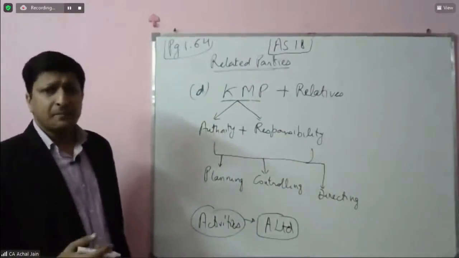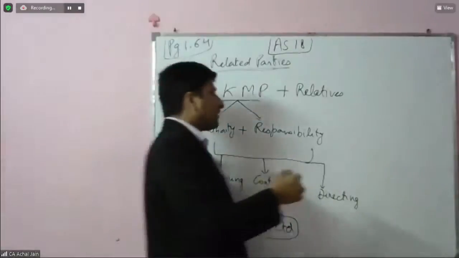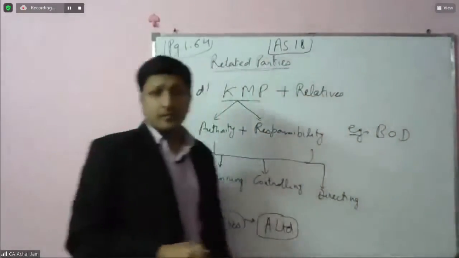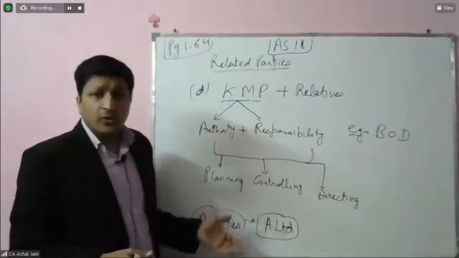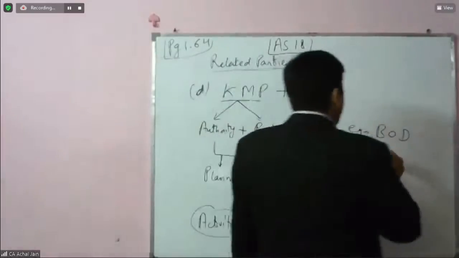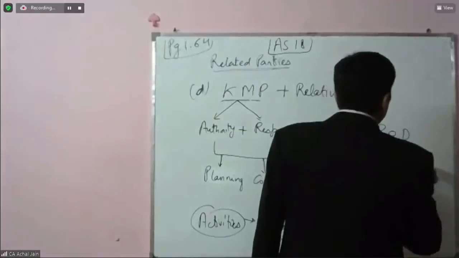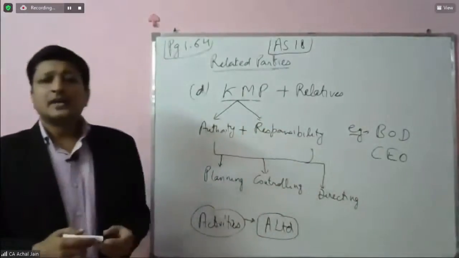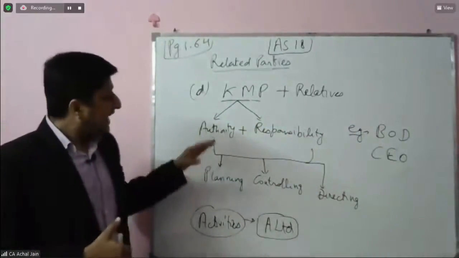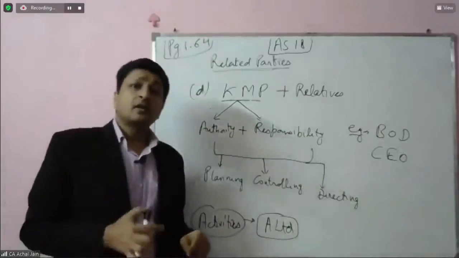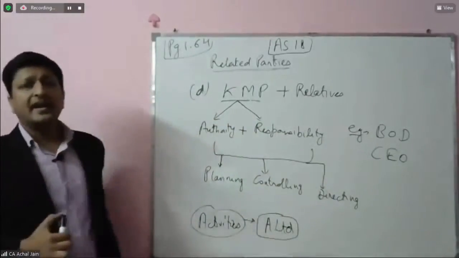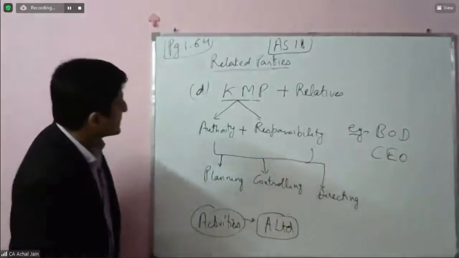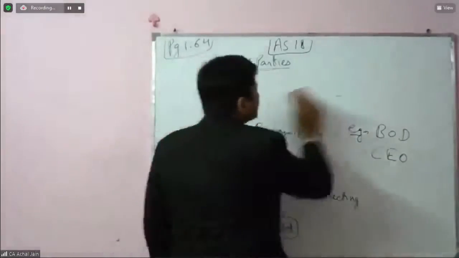Now, who can be a KMP? Basis this criteria, let's look at some examples. If you look at the board of directors of a company, do you think they play this role? Yes. If you look at the managing director, the CEO of the company, you will generally find that they play this role. They have the authority as well as the responsibility to plan, control, direct activities of an entity. Okay, clear? Next, point number E.